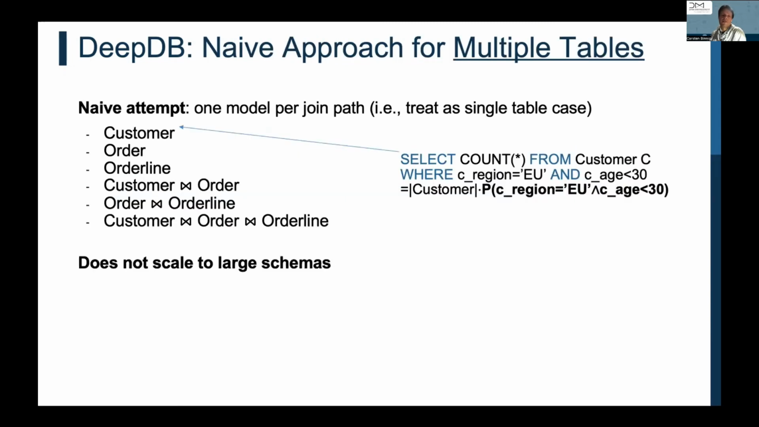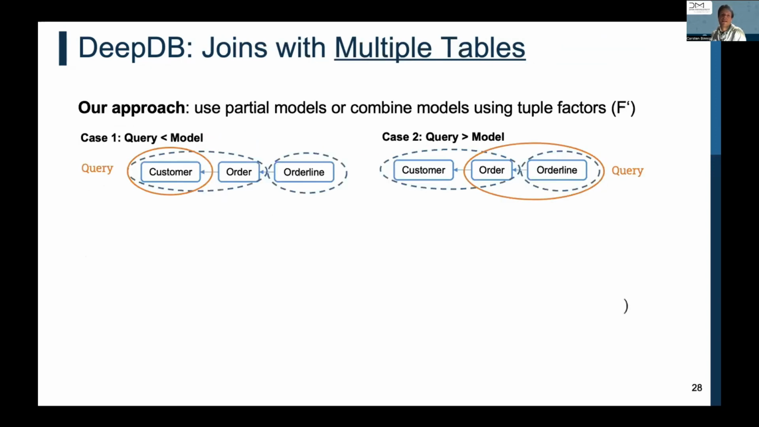But instead of doing this naive approach, where we learn one model per possible join path, as I said before, what we do is we learn partial models that we can then combine at runtime by a new idea of so-called tuple factors that we introduce in the tables and that are learned with the model. And to explain what tuple factors are, let me quickly give you the example of how this works for the two different cases where we need tuple factors.